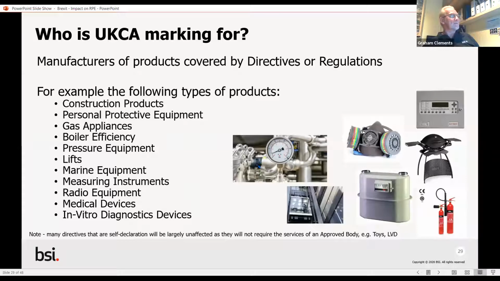So who's UKCA marking for? Well, of course, it's for everything that had a CE mark. Pretty well all of those regulations and directives have been mirrored into UK law. So it's anybody and everybody. So, we put a mask in there to highlight that. There's fire extinguishers, there's all sorts. But yeah, so if it had a CE mark, it's going to need a UKCA mark.